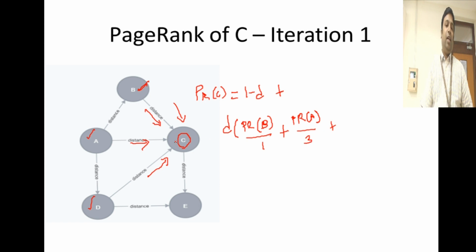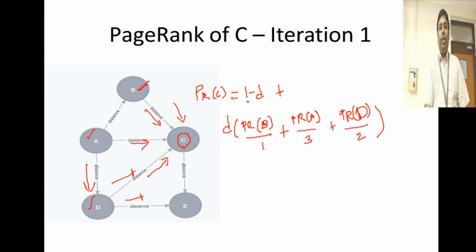Plus, we have to think about D, right? We have to find the page rank of D. We have to take the page rank of D from the previous iteration. So that's the page rank of D divided by outgoing links from D. So how many links do we have? Only 2. This is incoming for D. Outgoing is only 2.